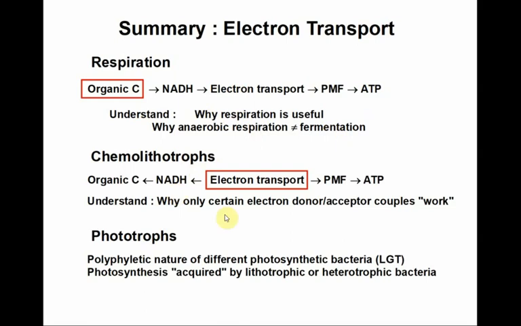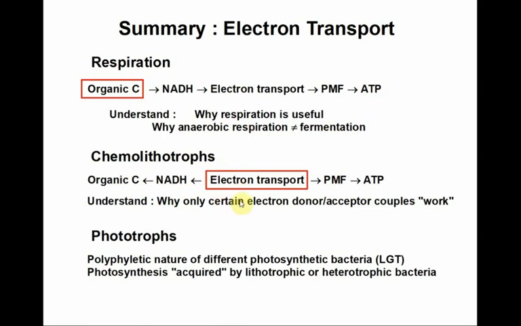Chemolithotrophs, how do they live? Basically, they start off with some electron transfer from an inorganic donor. This can allow them to generate proton motive force, which can be used to generate ATP. And by reverse electron transport, you can get NADH. And then this is used to fix organic carbon. So it all starts with the electron transport chain in chemolithotrophs.